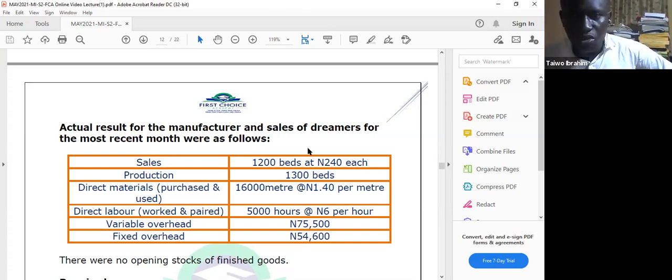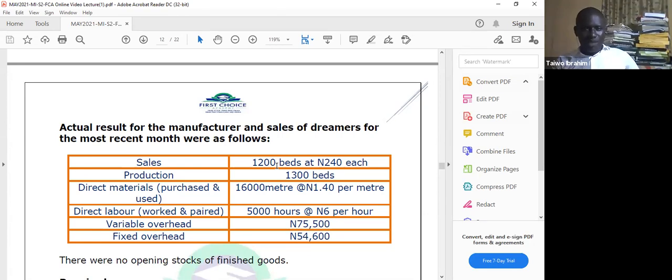Look at this. Sales: they actually sold 1,200 beds at 240 naira each. But they produced 1,300 beds. So when someone produces 1,300 and sells 1,200, it didn't sell everything. It's mainly a closing stock of 100.